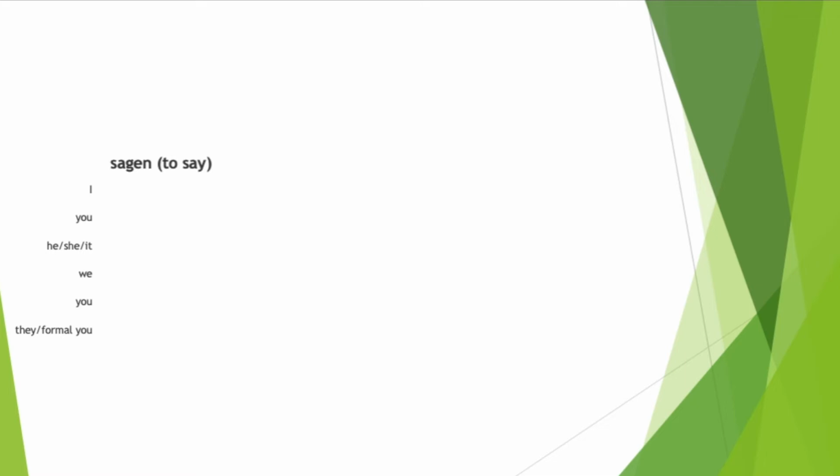Okay, sagen. Ich sage. Du sagst. Sie, es sagt. Wir sagen. Ihr sagt. Sie sagen. And again, with lieben, to love. I'm sure you already know the phrase I love you in German.